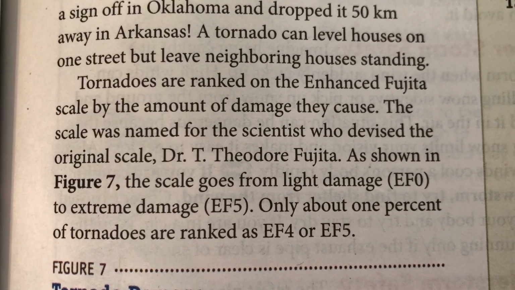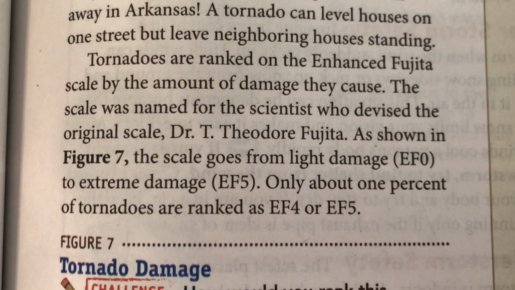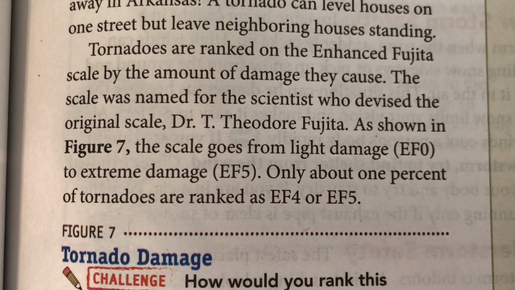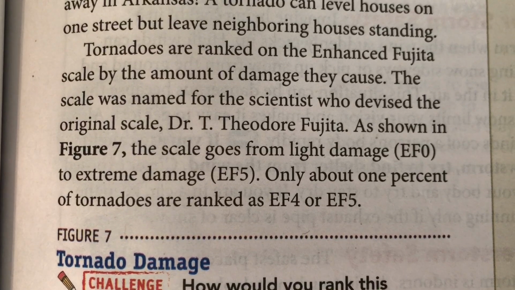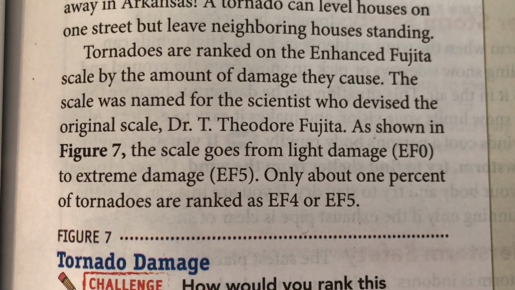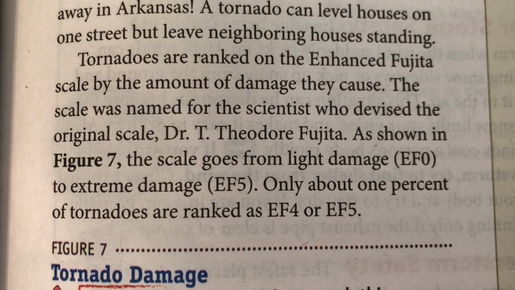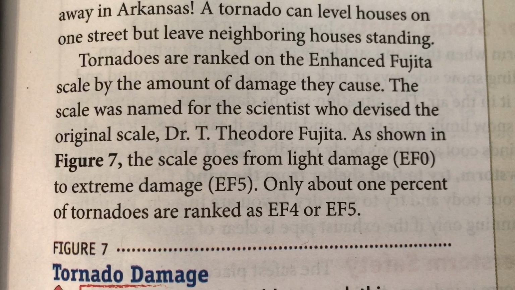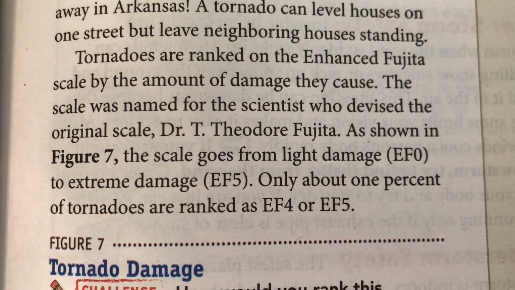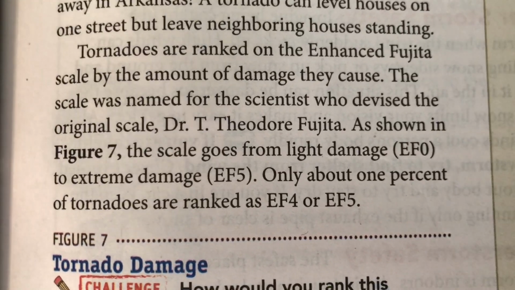Tornadoes are ranked on the enhanced Fujita scale by the amount of damage they cause. The scale was named for the scientist who devised the original scale, Dr. T. Theodore Fujita. As shown in Figure 7, the scale goes from light damage, which is EF0, to extreme damage, as EF5. Only about 1% of tornadoes are ranked as an EF4 or EF5.